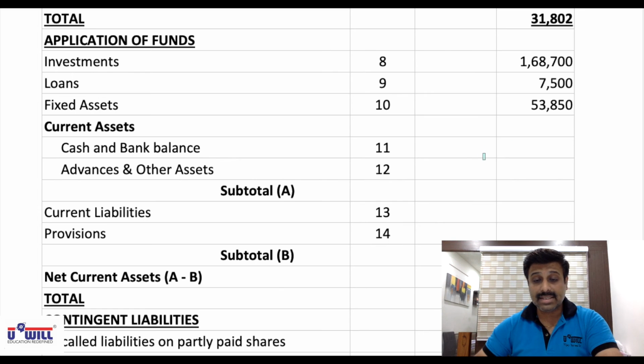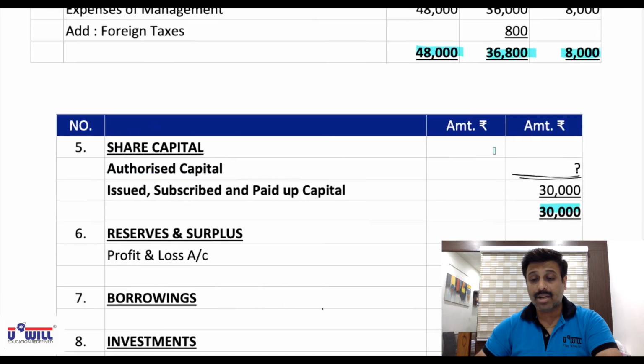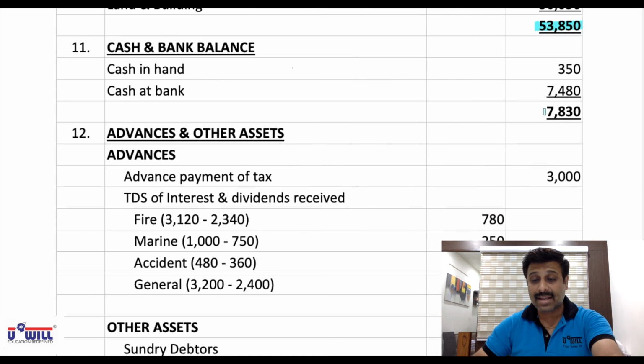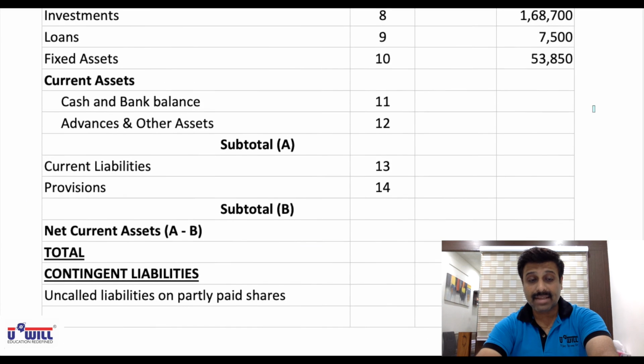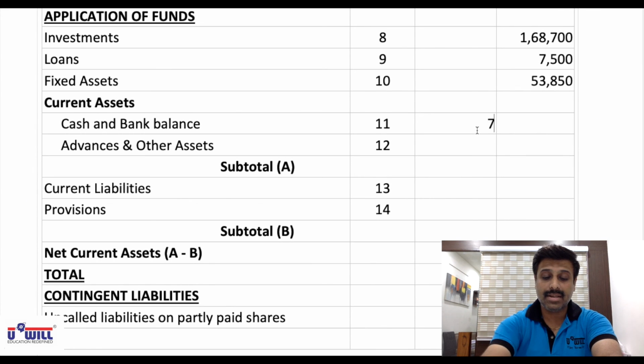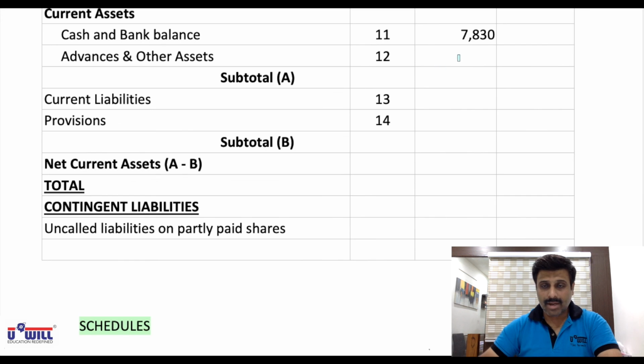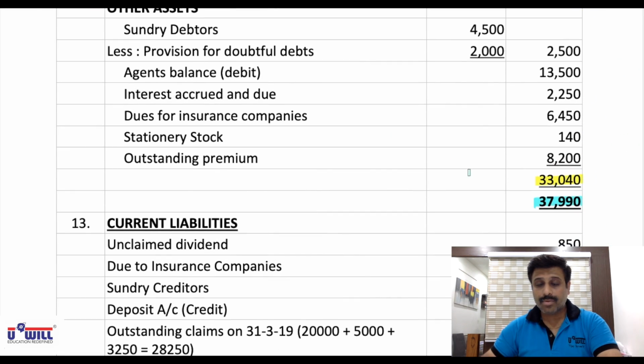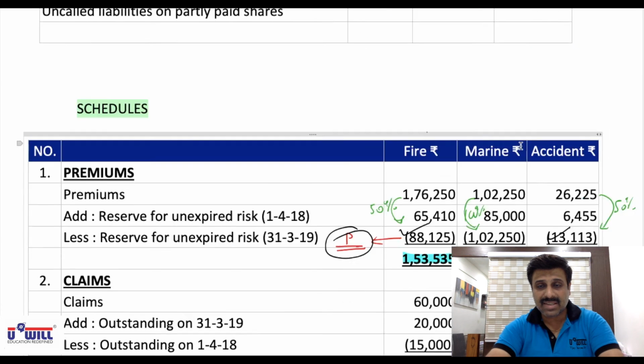Then current assets as per schedule 11, we'll write them in the inner column. So current assets as per schedule 11, cash and bank is 7,830. Okay, cash and bank is 7,830. Now advances and other assets 37,990. Okay, over here in advances and other assets also one adjustment's effects are remaining.